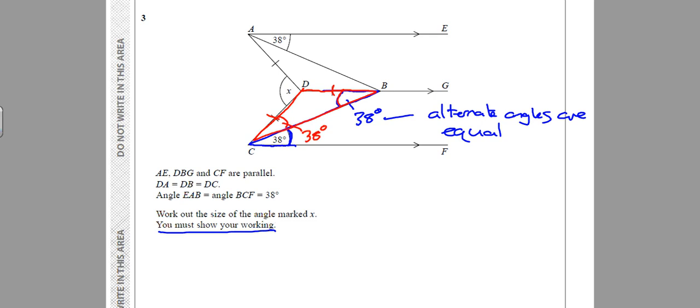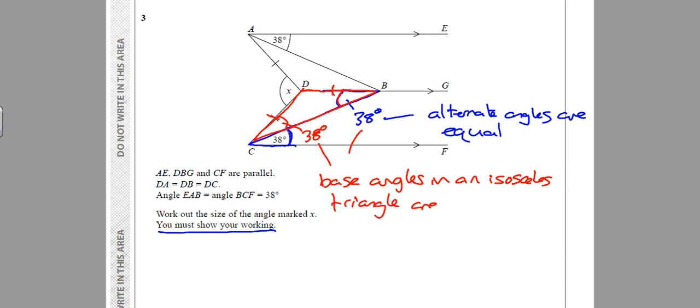But what I've done now is I've written another angle on my diagram. So I say that this one's 38 degrees because base angles in an isosceles triangle are the same.